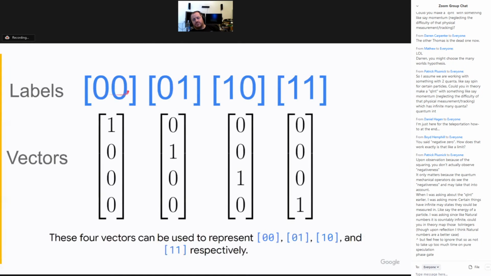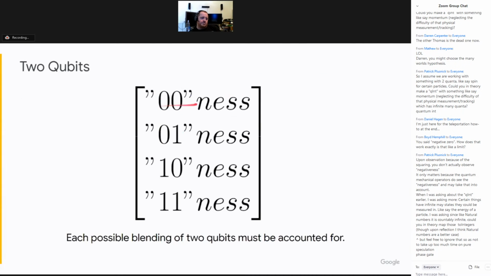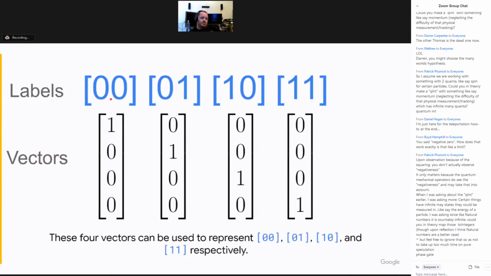When I say 0, 0, zeroness, this is the vector that goes with it. It's just this right here. A 0, 0 qubit is 100% zeroness. 0, 1 is 100% oneness, and on and on and on.